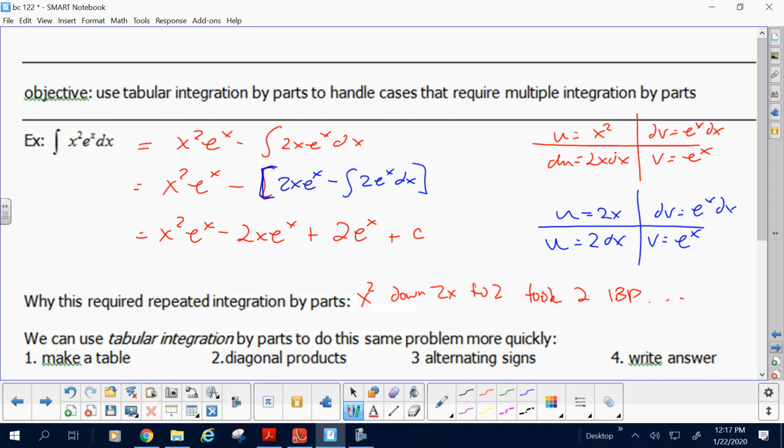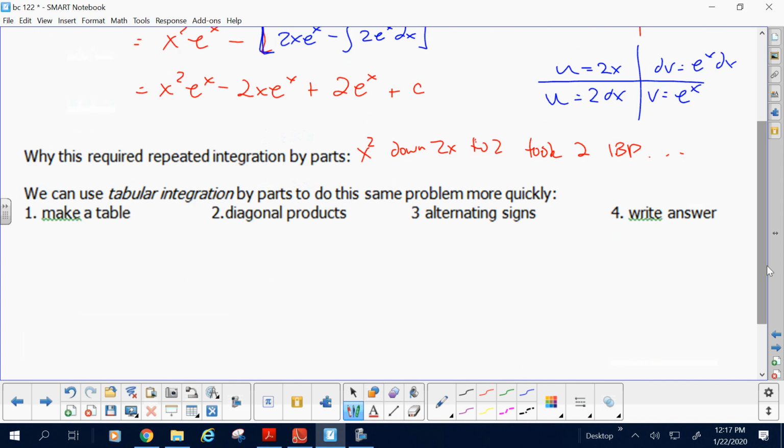All right. Now, rather than do all that work, there's a quick way to do this, and it's called tabular integration by parts. So the first thing you're going to do is make a table that looks something like this. It's tabular for a reason. It's u and its derivatives. And usually you would just title it u, but for your note purposes, title it u and its derivatives. And the other is dv and its antiderivatives.